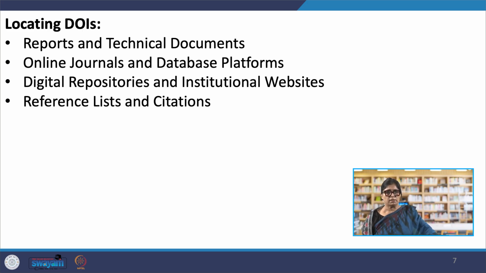Digital repositories such as institutional repositories or subject-specific repositories often assign DOIs to the content they host. When accessing materials from these repositories, the DOI can typically be found on the web page displaying the resource or in the repository's citation guideline. Reference list and citation: when exploring scholarly articles, it is common to find DOIs listed in the reference list alongside the bibliographic information for cited works. Citations in other publications such as books or articles may also include DOIs when available.